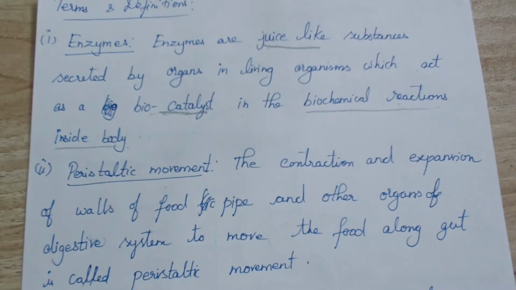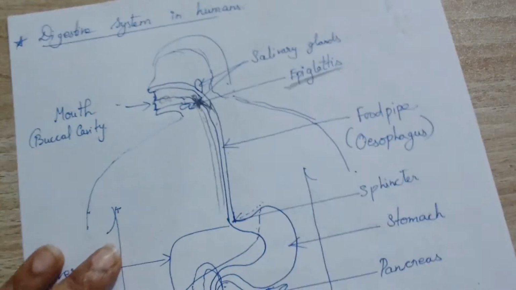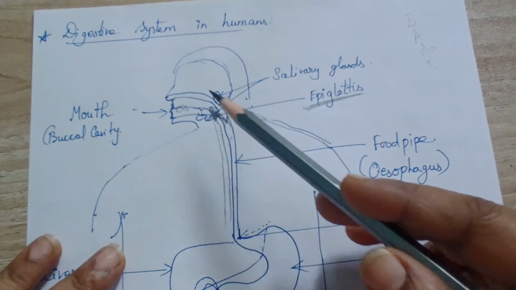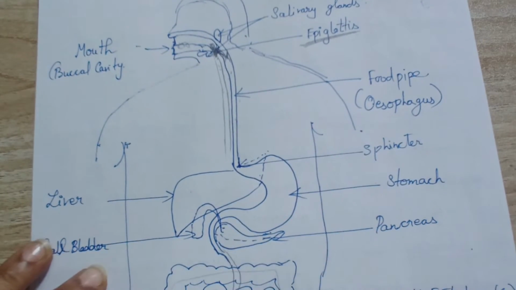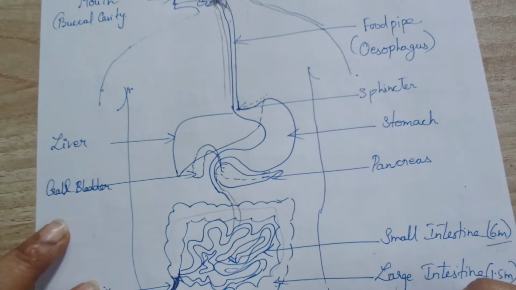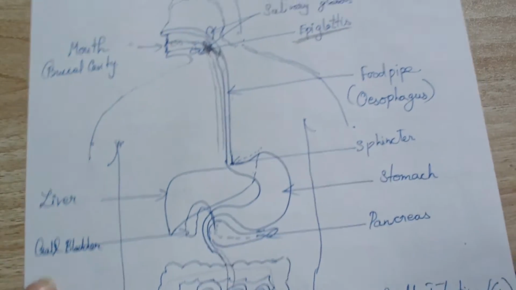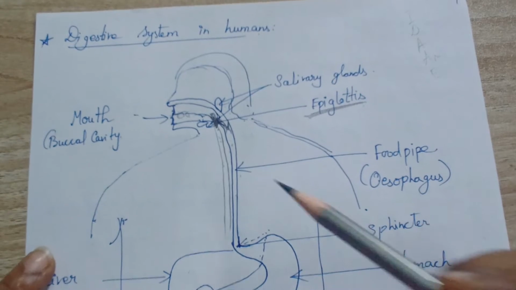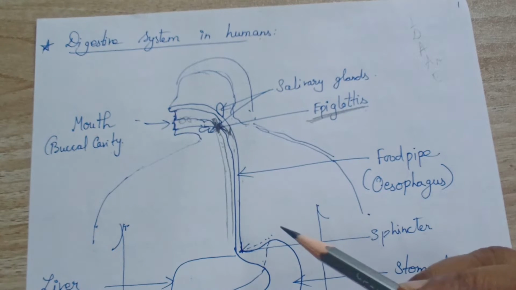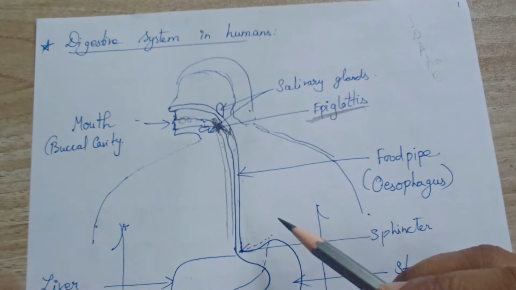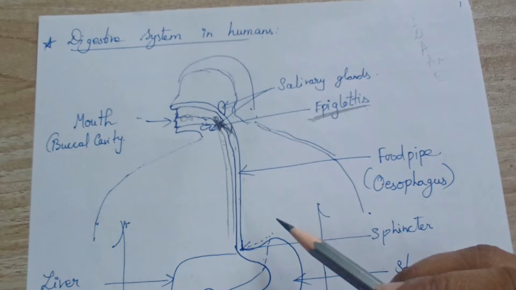What does peristaltic movement mean? How is the food moved from the mouth to the food pipe, to the stomach, from the stomach to the small intestine, to the large intestine, and then pushed out? How does it happen? By gravity? When food enters the mouth, does it suddenly fall into the food pipe? No. If you are lying down and eating, how will the food enter? It will move by gravity.